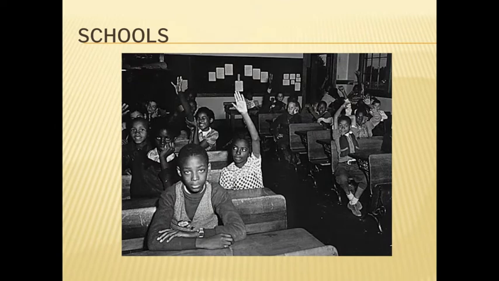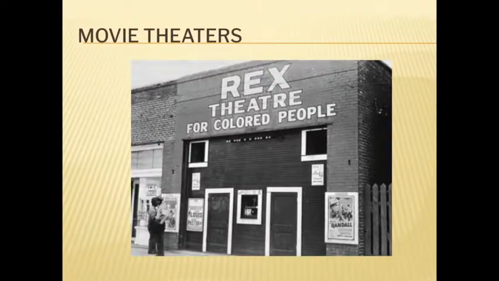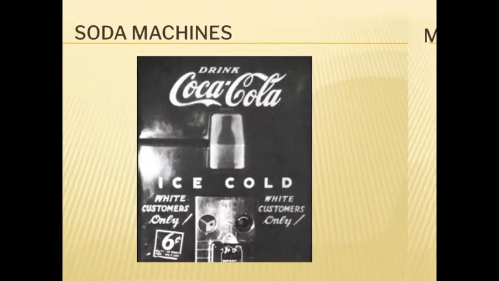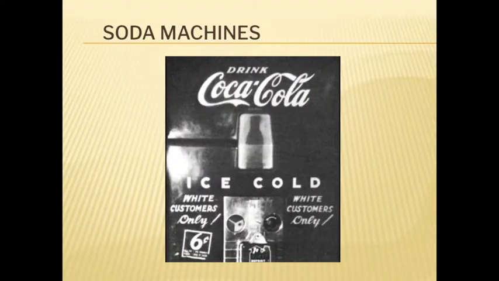Here's a segregated schoolhouse. And notice that here's a movie theater. And this one is specifically for people of color, that they would cater to people of color. If there was a movie theater that allowed both black and white people to attend, oftentimes the white people got to sit on the floor. The black people were forced to sit in the balcony. Notice even the soda machines were segregated. White customers only were allowed to buy soda from this machine.